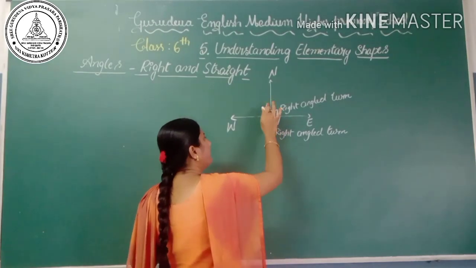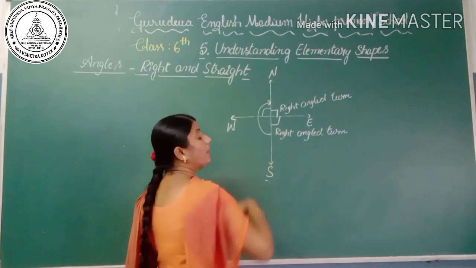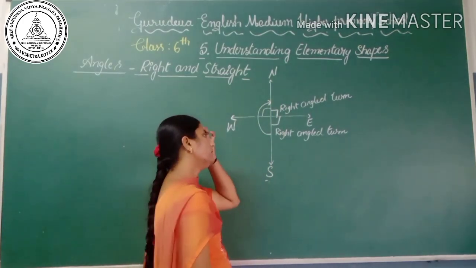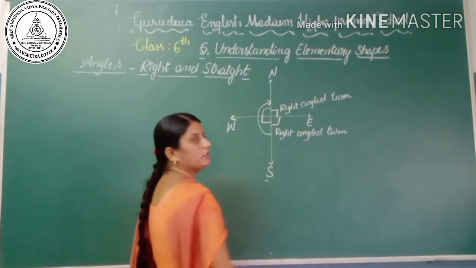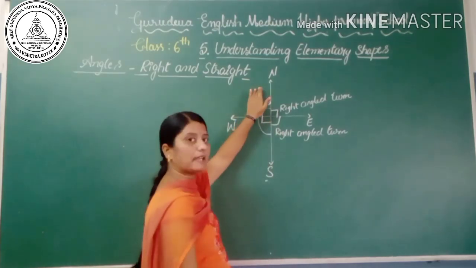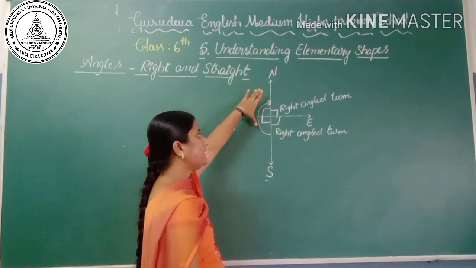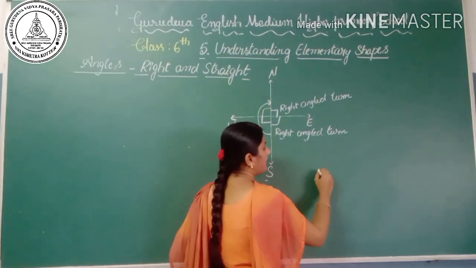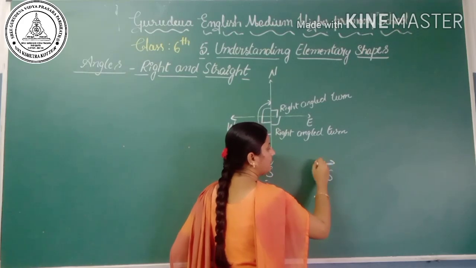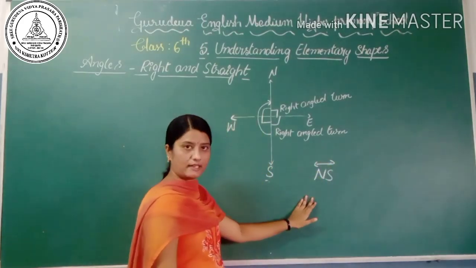So if you turn from the south to the north in the clockwise direction, you have turned through two right angles, right? So you have turned through two right angles, so that it is called a straight angle. So see here, NS is the straight line, right?